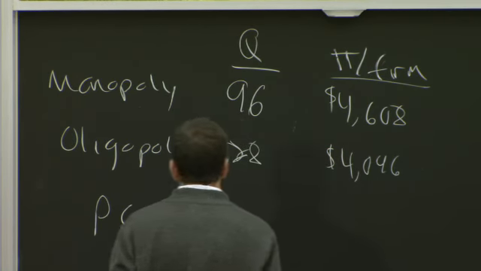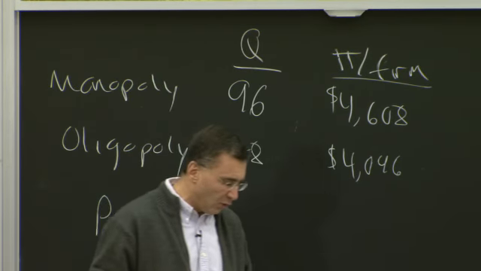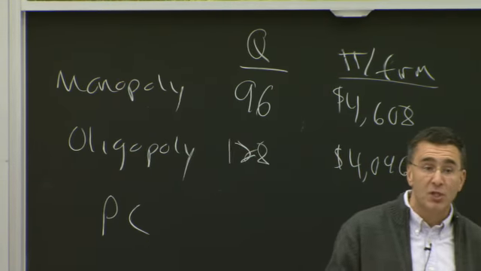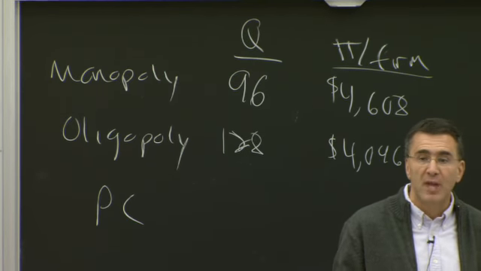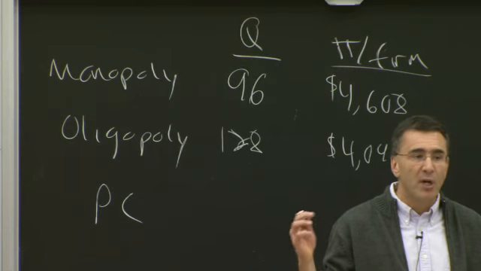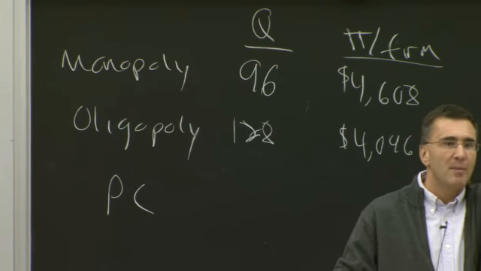Now, what about in perfect competition? What's the quantity that's going to be sold? What's the price going to be in perfect competition? We haven't done perfect competition. You can tell me. You can just do that intuitively. What's going to happen in this market if there's perfect competition? What's the price going to be? Somebody raise their hand and tell me. Yeah, in the back.